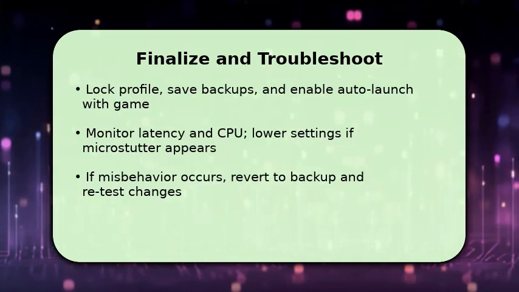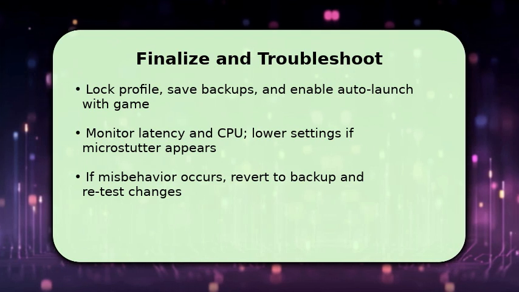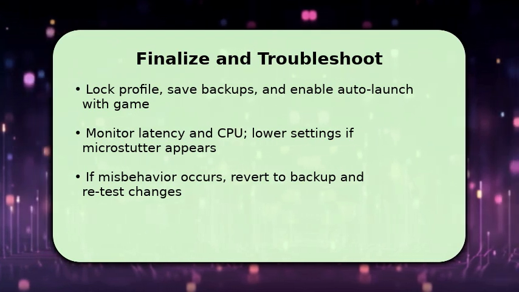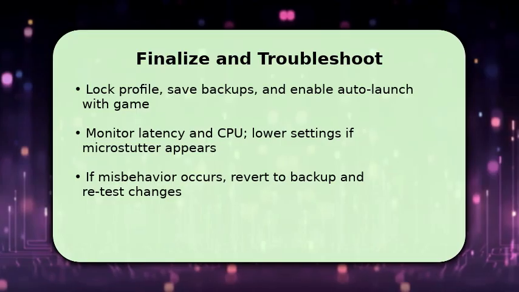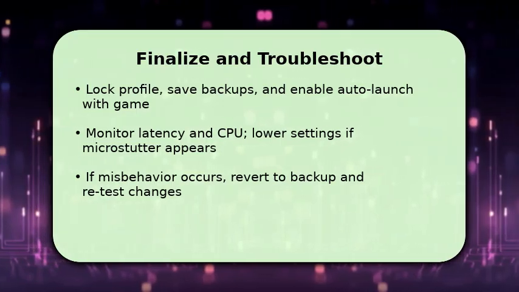If anything goes wrong, unexpected recoil or aim drift, revert to your saved backup. Reapply one change at a time, and retest until you isolate the cause.